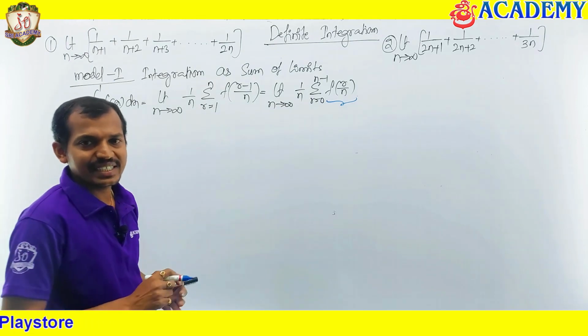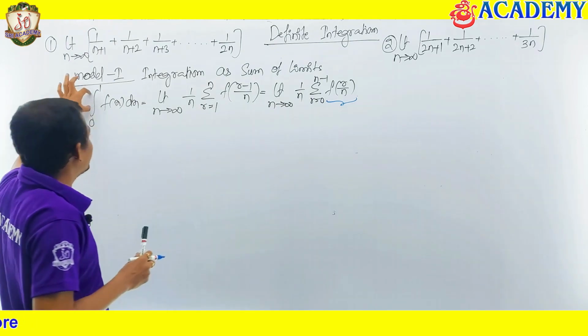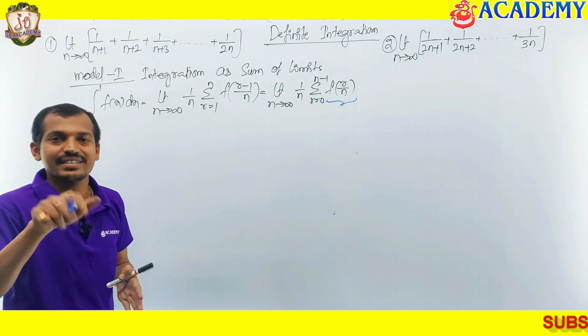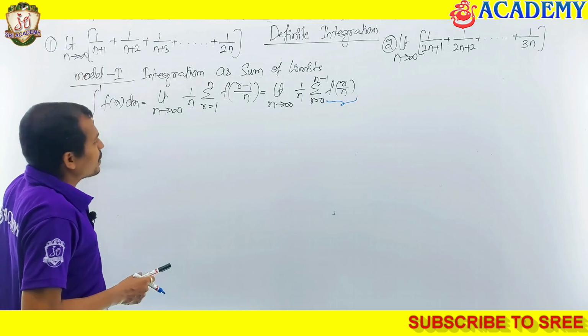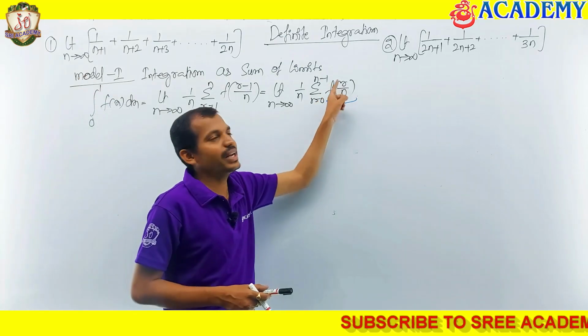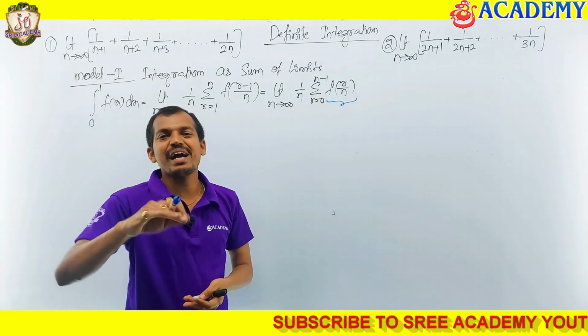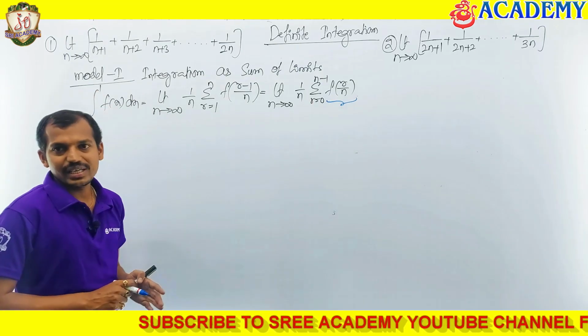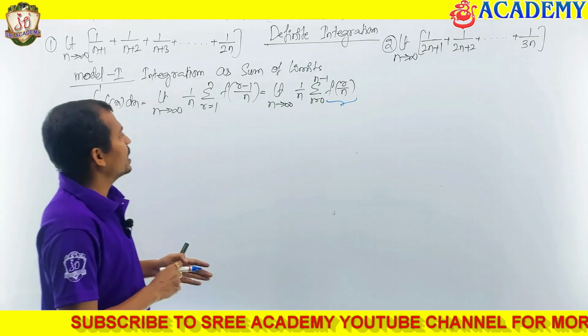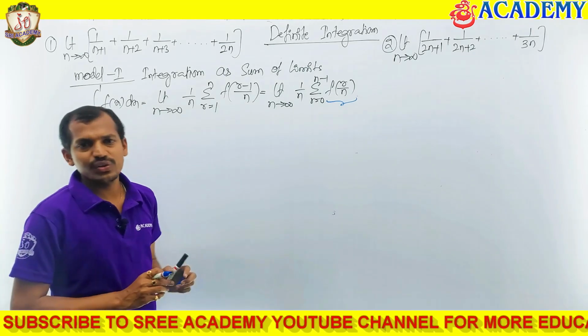The integration symbol is nothing but summation, an elongated S. That is sigma. And whatever the limits are, the upper and lower limits are the minimum and maximum limits of r by n. Here we are going to get 1 by n. Or sometimes, based upon these values, we are going to do it.